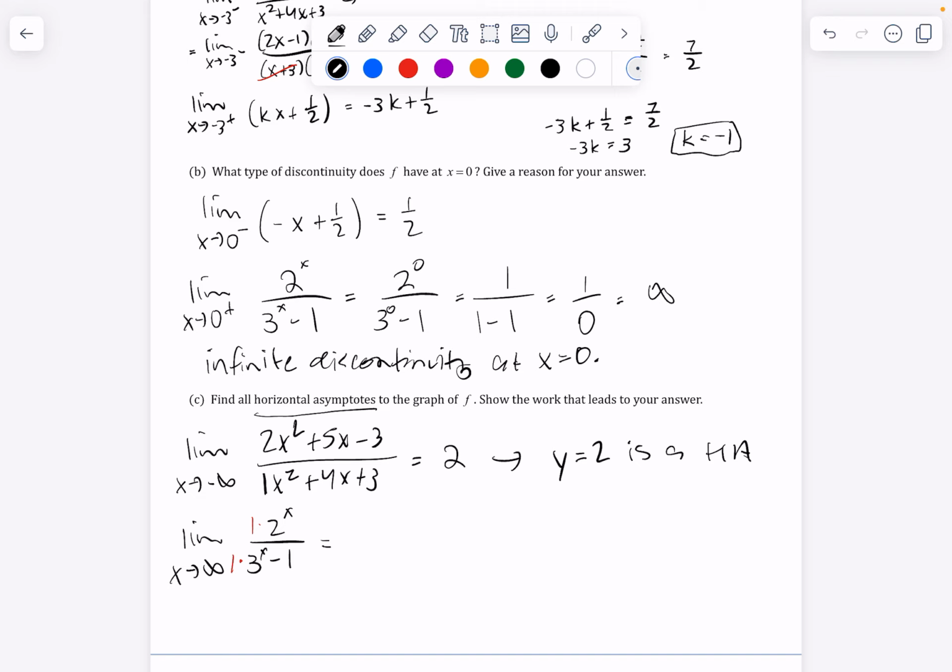The coefficients are also the same. Both in this case are equal to 1. And so we're going to divide those coefficients. So 1 divided by 1, which is going to equal 1. And so because that limit is equal to 1, it tells me that y equals 1 is another horizontal asymptote of this function.